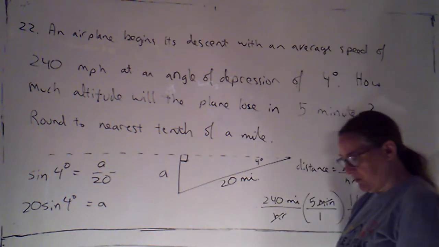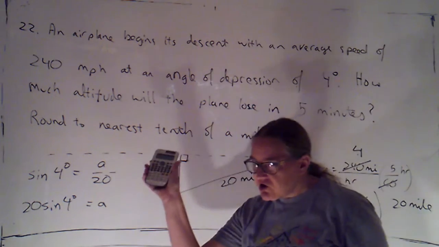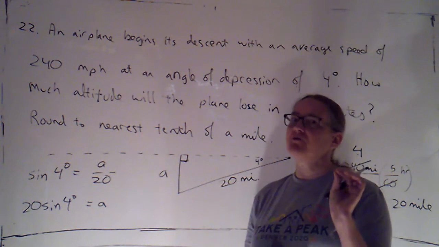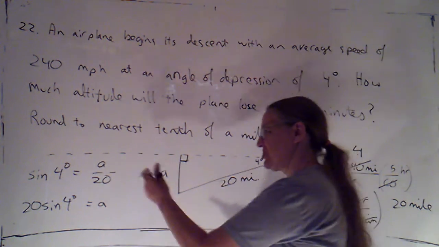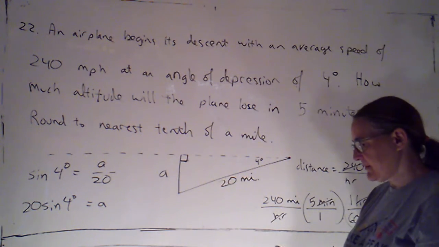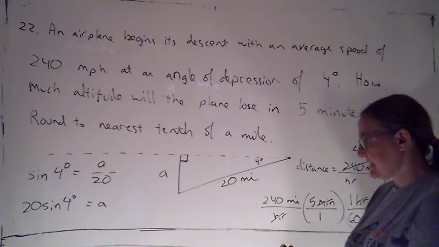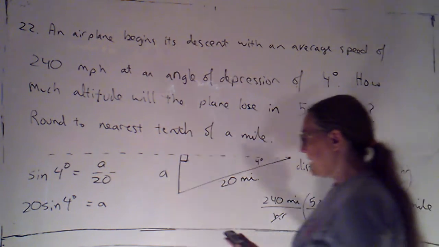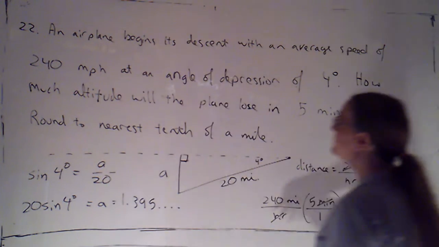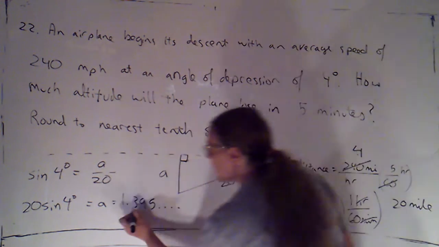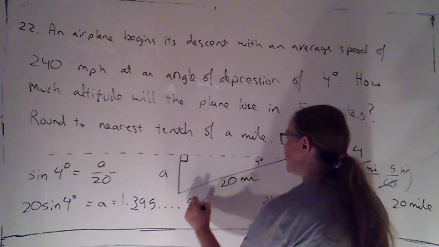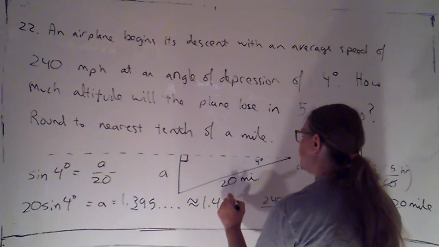And I want to pull out my calculator. Now, I just used this a minute ago, so I know it's still in degree mode, but make sure when you are using a calculator that you check that you're in the right mode, because that can really mess you up if you're not. So I'm going to just type in 20 times sine of 4, and so I get 1.395 and so on. We were asked to round to the nearest tenth of a mile, so that would be this place. With this being a 9, I'm going to round up. So I would say about 1.4 miles.